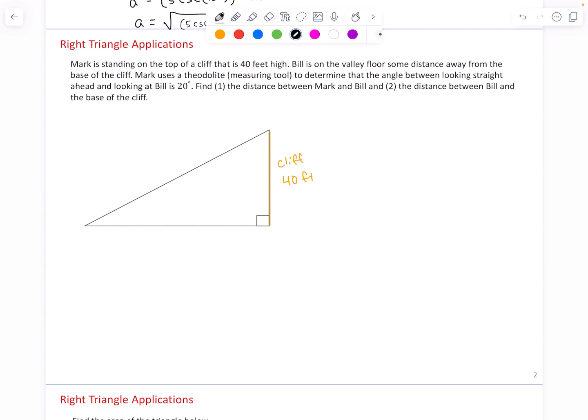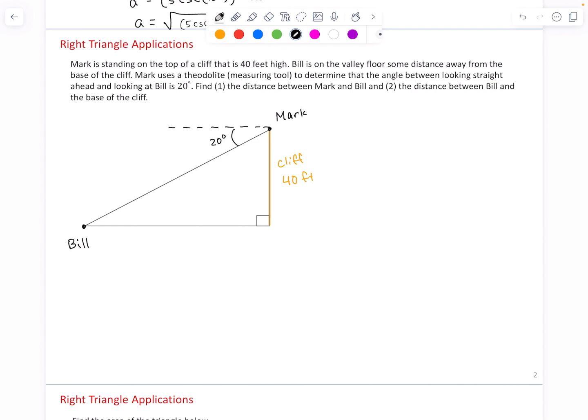In other words, let's just say that Mark is a singularity at the very top of the cliff. If we wanted to be more precise, we could measure how tall Mark is, but let's keep the problem a little simplified. Let's say that Bill is a singularity on the valley floor some distance from the base of the cliff. Now we're told that if Mark looks straight ahead and then looks down towards Bill, that sweeps out an angle whose measurement is 20 degrees.